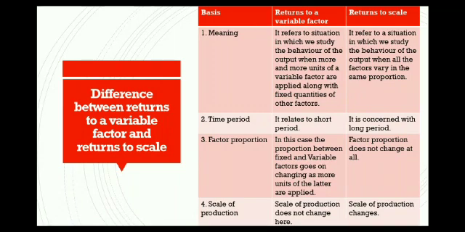In the returns to a variable factor, the ratio between the variable factors and fixed factor changes, whereas in the returns to scale, the factor ratio remains constant. The returns to a variable factor indicate three stages, that is increasing, diminishing and negative returns, but the returns to scale can be increasing, constant and decreasing.